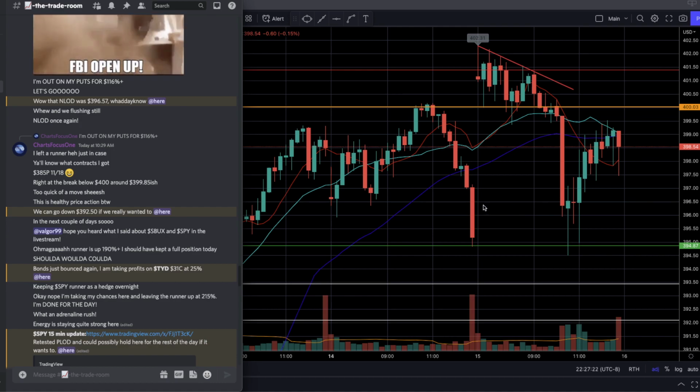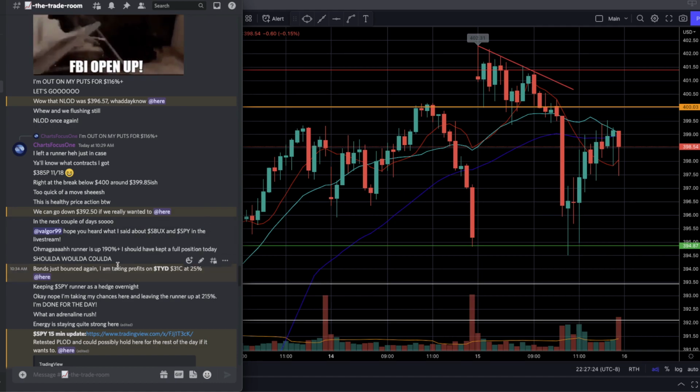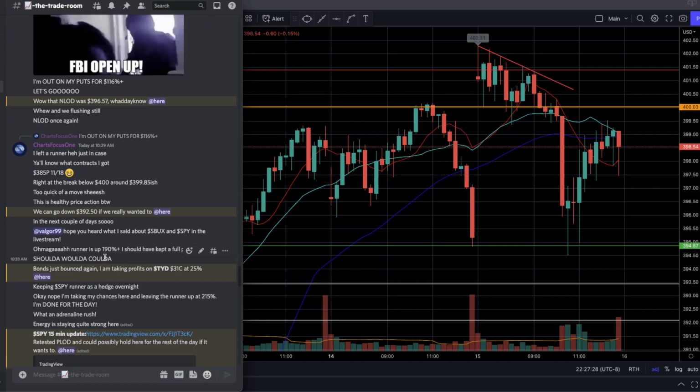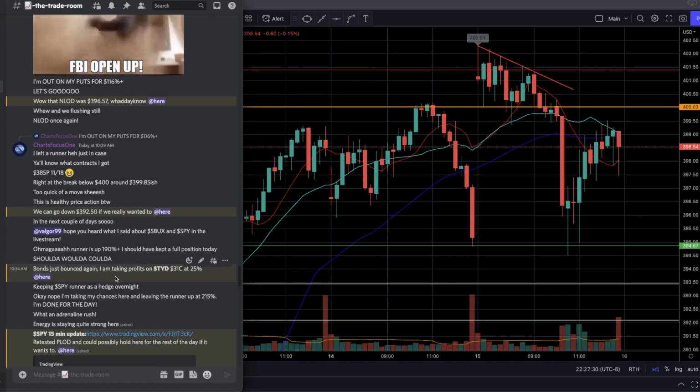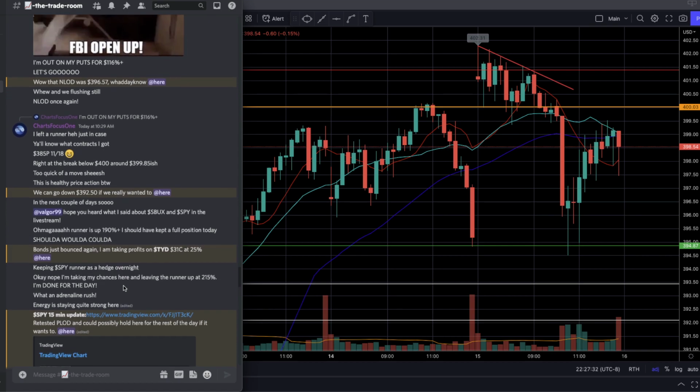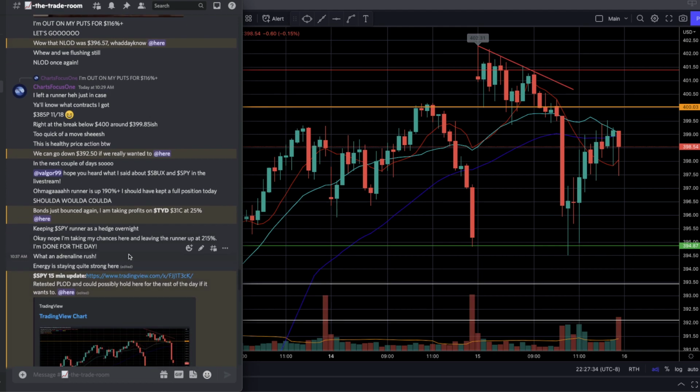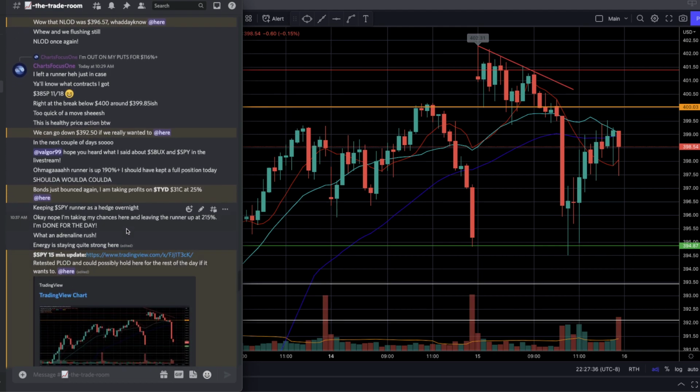And as we continued to move lower, my runners were up 190%. And we kept on going and going and going. Ultimately I said, you know what, I might keep the SPY runner as a hedge overnight if we continue to sell off like this.